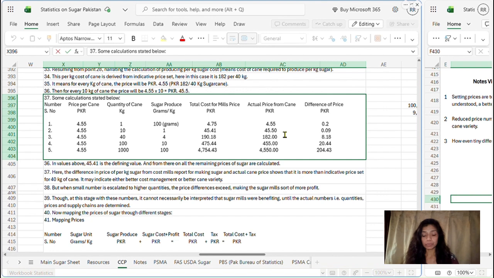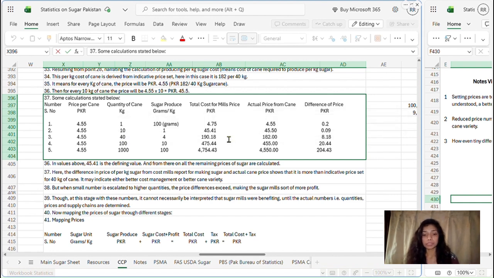But if you calculate the price of 10 kgs of cane with reference to indicative prices, the indicative price is 182 divided by 40 kg, and when you multiply 4.55, that is the per kg price, with 10 kgs of cane, you're going to get 45.50 with reference to this indicative price of 182 per 40 kg. That means 10 kgs of cane is costing 45.50 with reference to indicative prices, that is set at 182 for 40 kgs.